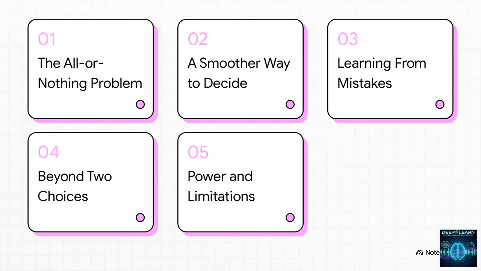So here's the game plan. We're going to start with that all or nothing problem. Then we'll introduce a much smoother way to make decisions. After that, we'll look under the hood to see how the model actually learns from its mistakes. We'll even see how to go beyond simple two-choice problems. And finally, we'll get real about its strengths and its weaknesses.